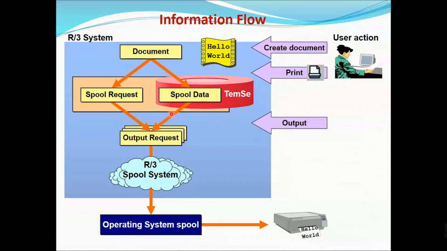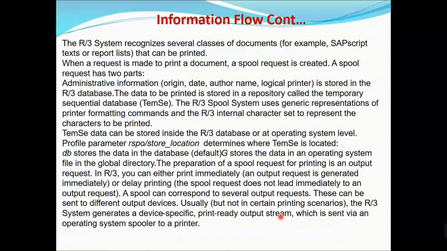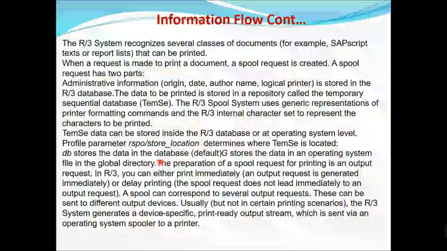Now once the output request has been generated, it will come to the SAP spool system. From there it will come to the operating system spool, that is your operating system printing level, and then it generates the output. Now let's move on. I've given the whole information flow over here. I'm not going to read line by line because it would be a waste of time for both of us. As you are going through my video, you can pause and go through it so that it will be informative for you as well.